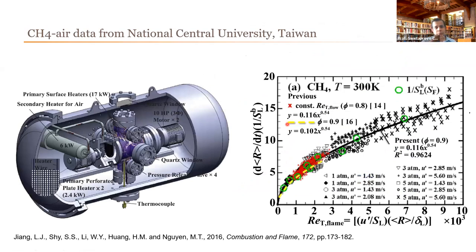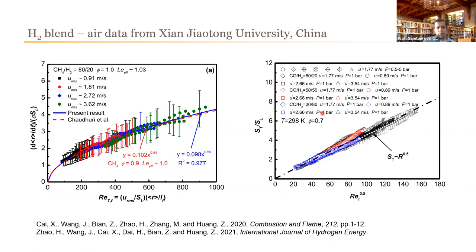Once again, if we go back to other data sets from similar dual chamber bomb experiments for methane, this is from Shi's group. We see that yes, their data also collapses perfectly well on this Reynolds number, which is defined on radius. Okay, so this is what we see, it has an exponent of about 0.54. We also propose this exponent of 0.54. So this holds up in other experiments too. From Huang's group, this is a blend of methane and hydrogen, and this shows reasonably well.